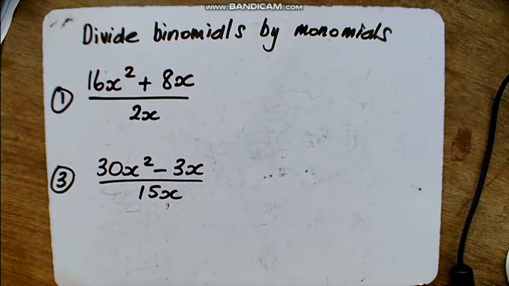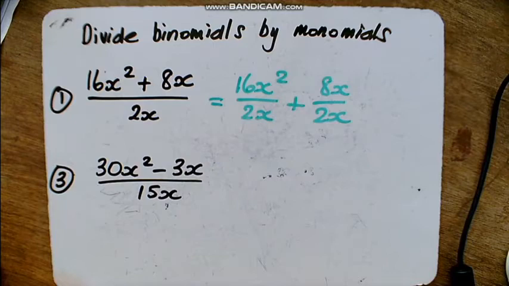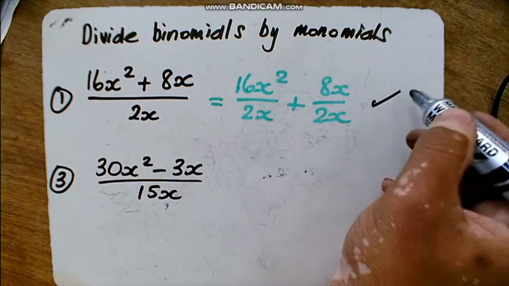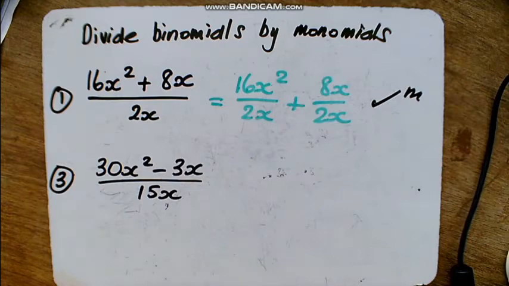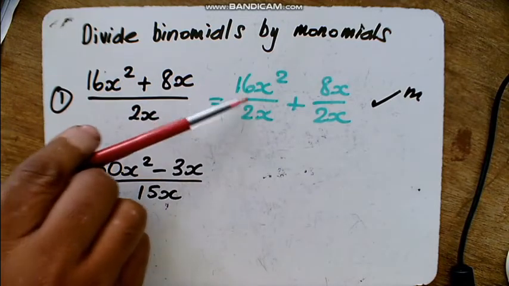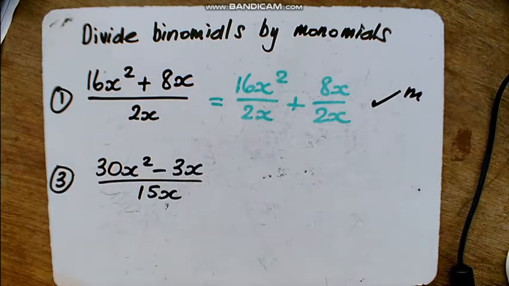So the first thing to do is to split it up, like how you did in primary school with fractions. Most occasions you will get 1 mark just to split that. So we call that a method mark, and you get 1 mark just to do that. Right, then we're going to divide the numerator by the denominator.